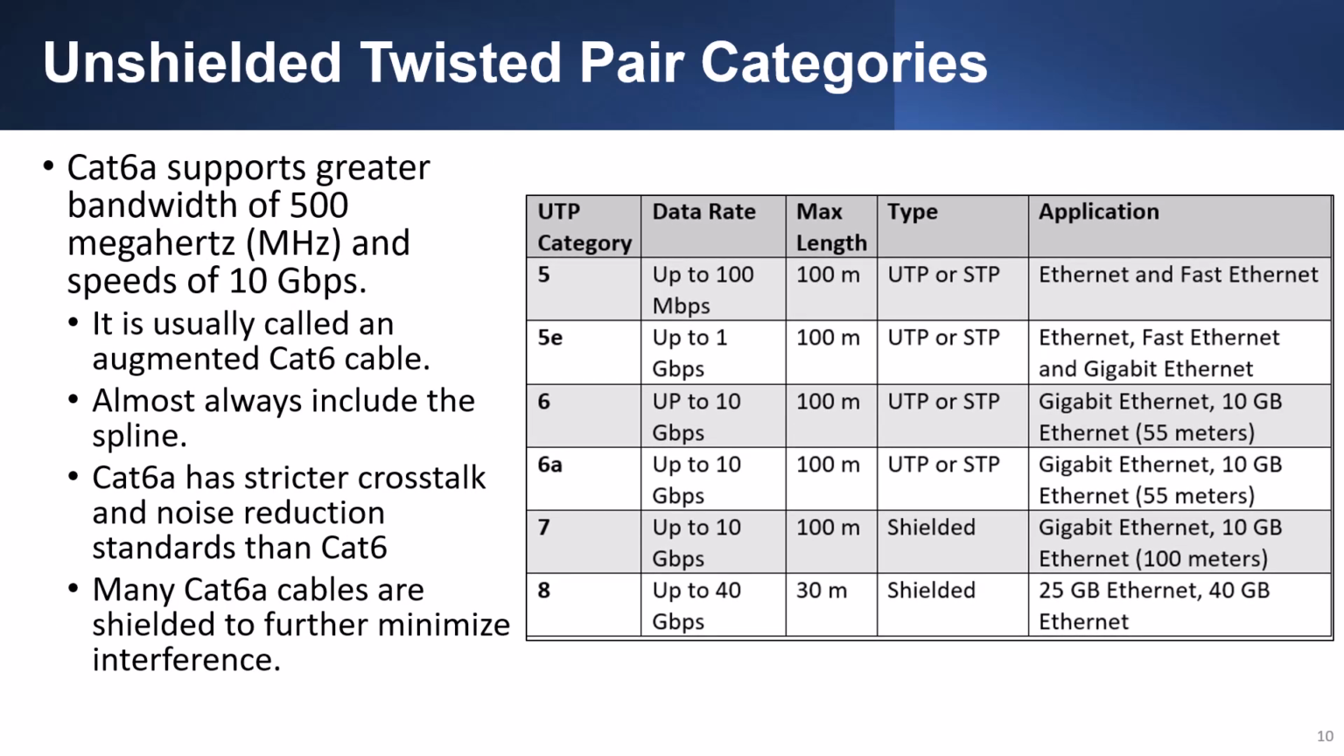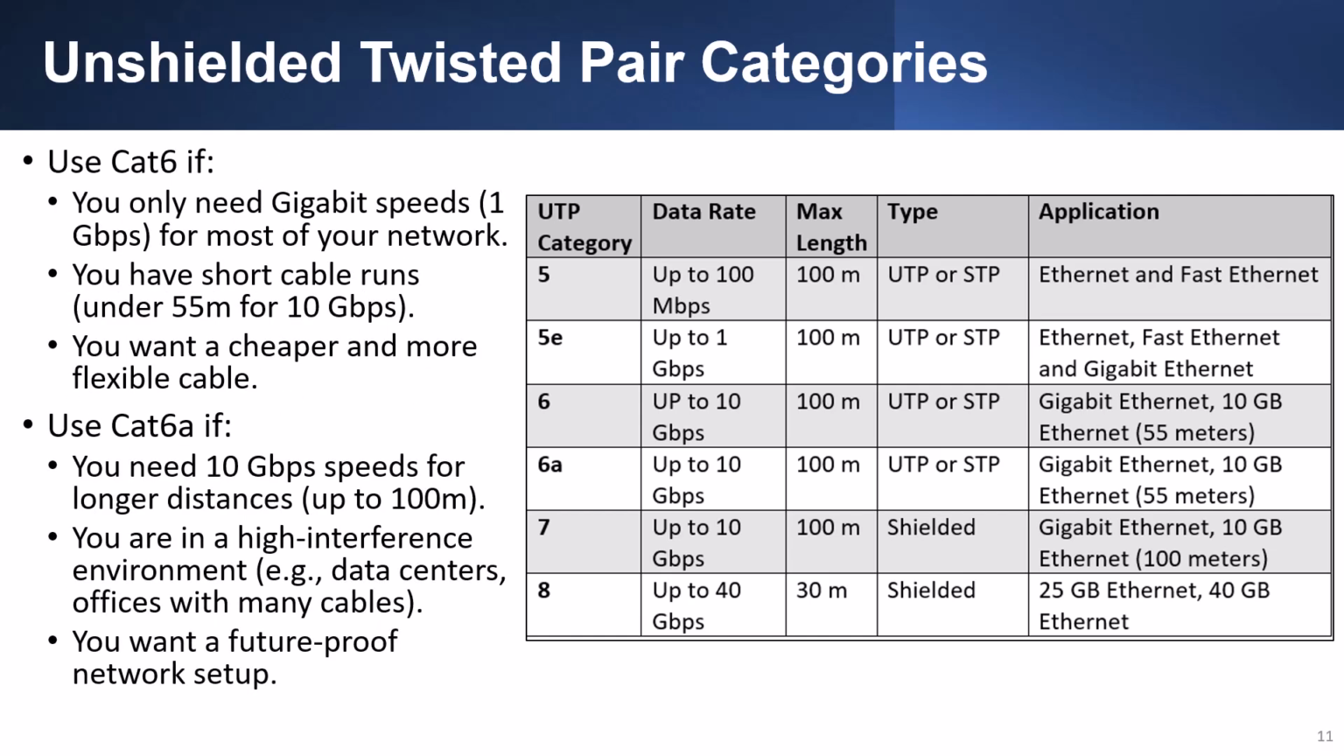Cat6a supports greater bandwidth of 500 MHz and speeds up to 10 gigabits per second. It is usually called an augmented Cat6 cable, and it almost always includes the spline. Cat6a has stricter crosstalk and noise reduction standards than Cat6. Many Cat6a cables are shielded to further minimize interference.